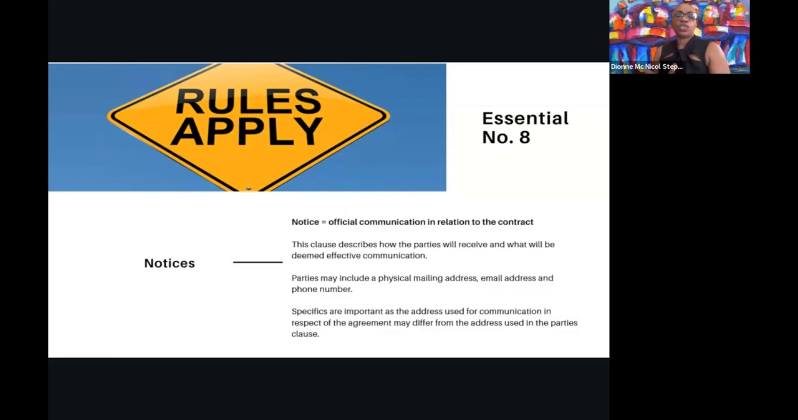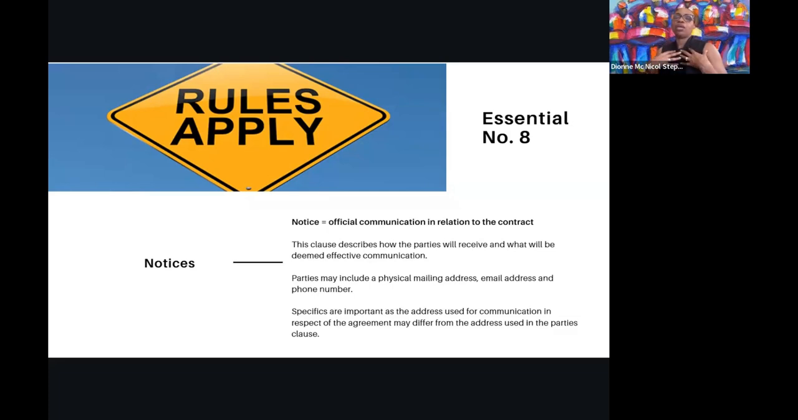Right? And let me just bring to your remembrance the obligations that you have. So the notice clause describes how the parties will receive notices and what will be deemed effective communication. And again, because it is an agreement between persons, you generally can determine what your effective communication is, right? Parties may include physical mailing addresses, email addresses, and phone numbers. Specifics are important as the addresses used for communication in respect of the agreement may differ from the addresses used in the parties clause, right?